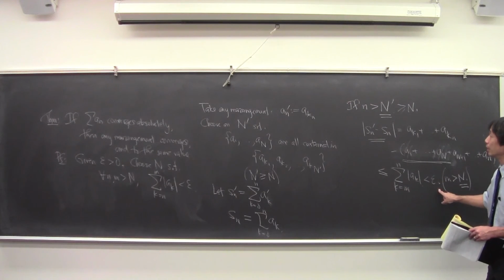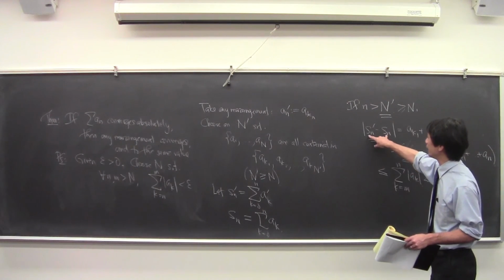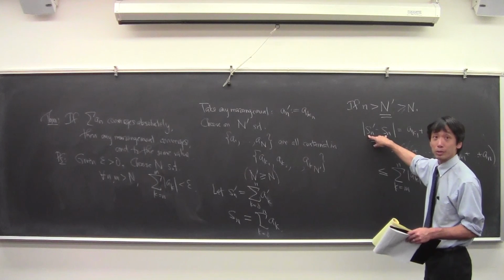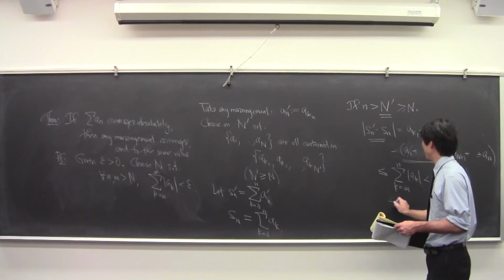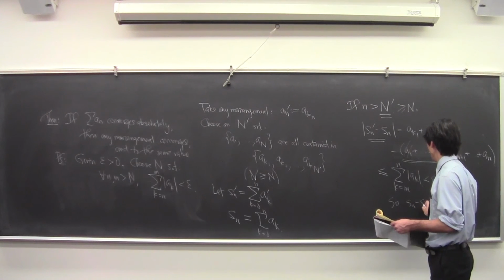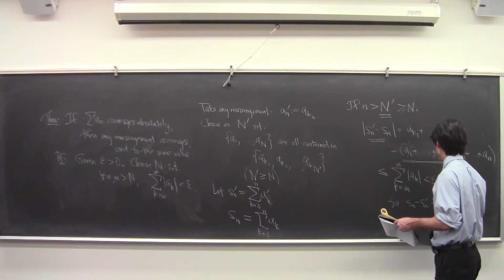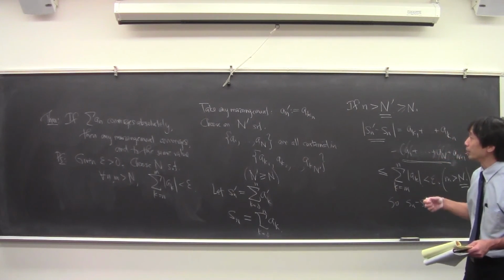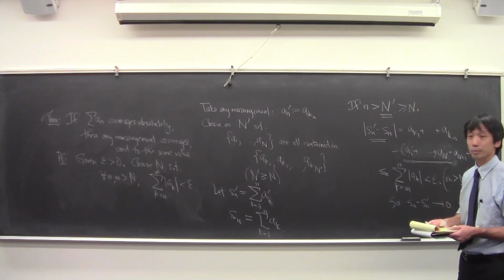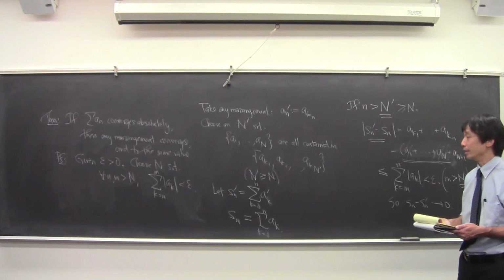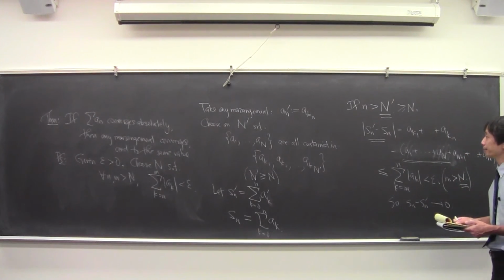Right? Okay. So in other words, we can make the partial sum sequences as close as we want, and so S n minus S n prime goes to 0. In other words, the rearranged sequence converges to the same limit as the original series. Okay.